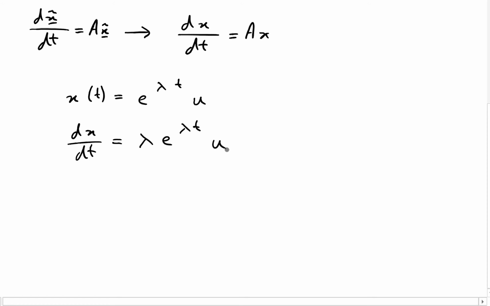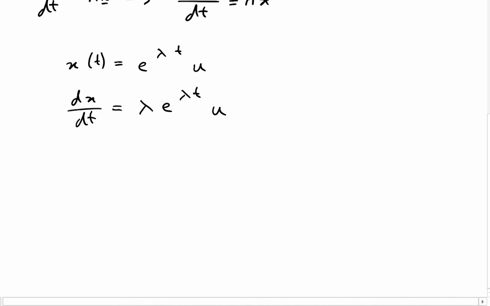All right, and so now if I do a bit of rearranging, if I take this and multiply both sides by A, our coefficient matrix, AX, so I've got AX equals, what do I get? This is just a constant, e to the lambda t is just a constant, and then I've got A times my vector u. All right, and so why did I do that?